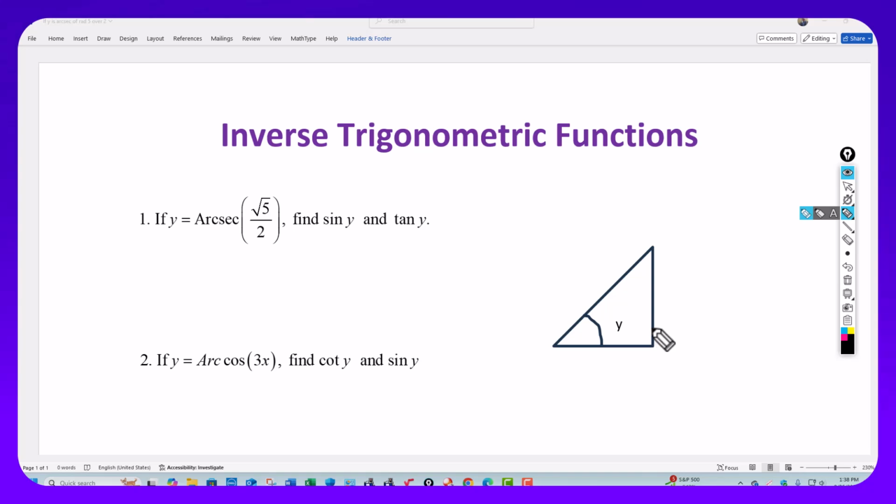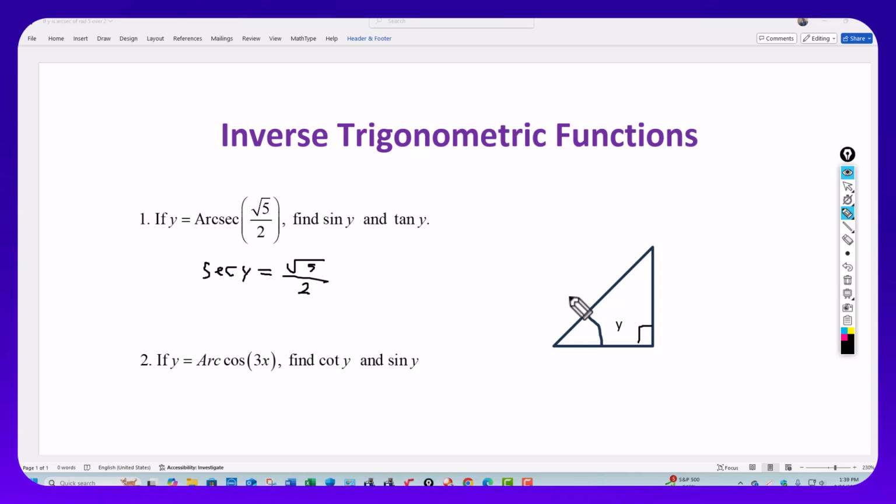I have a right triangle here, and what we're going to do is label the sides of this triangle based on this information. So the fact that we have y equal to arcsecant of the square root of 5 over 2 tells me that y is an angle whose secant is the square root of 5 over 2. Dealing with the inverse secant, or arcsecant, of the square root of 5 over 2, that means y is the angle whose secant is the square root of 5 over 2.